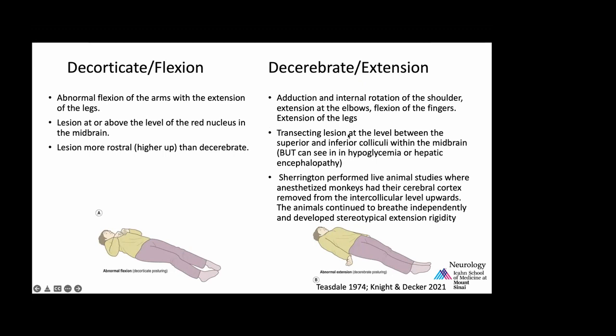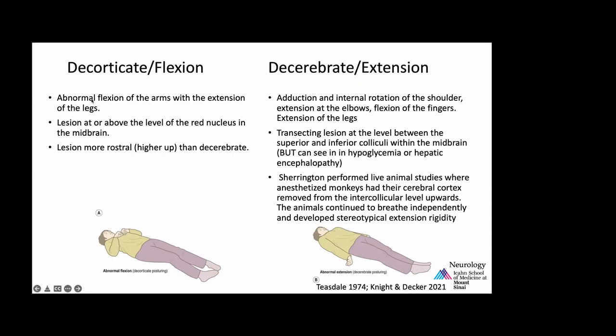Decerebrate was actually in the 19th century. Sherrington did these studies on live animals and actually anesthetized the monkeys and transected their brainstem, and that's where the decerebrate posturing was first described. He actually won a Nobel Prize for that.